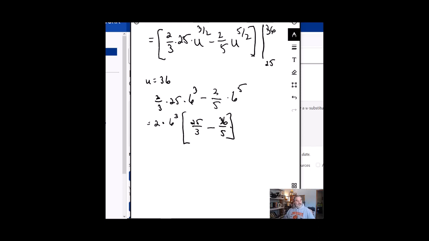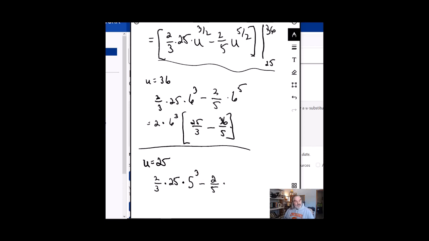How about that? Okay, and then when u is 25, I'm going to get, for the yucky thing up here, 2/3 times 25 times u to the square root of u cubed. Square root of 25 is 5. 5 cubed is the result, minus 2/5 times the square root of u to the 5th. Square root of 25 is 5, so 5 to the 5th. And then comparing that to the previous result, that looks about right.